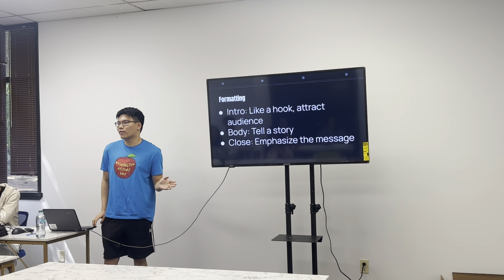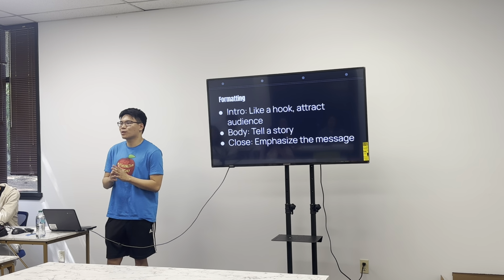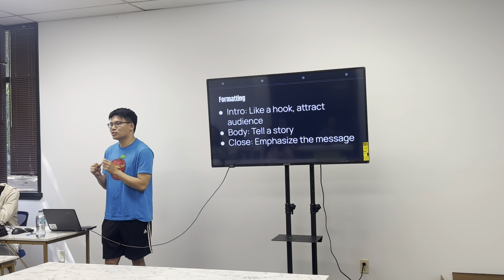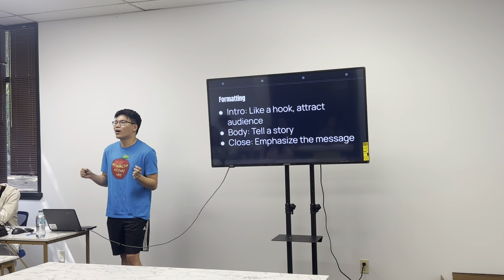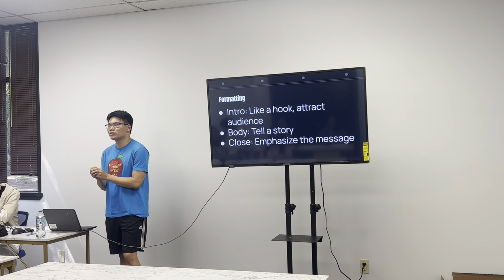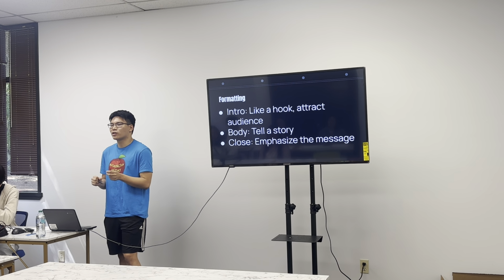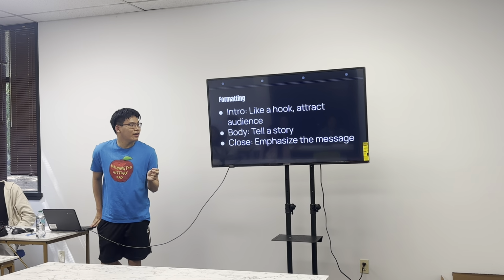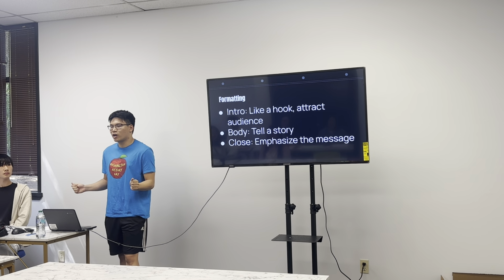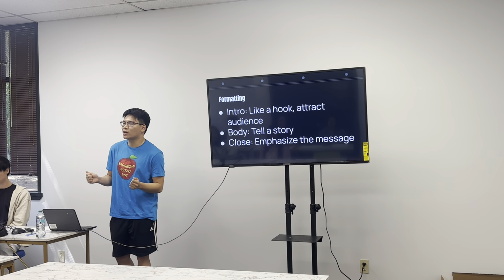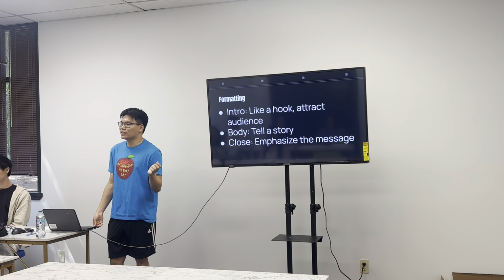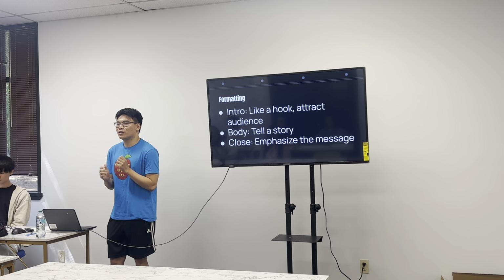For example, you can say a statement that is kind of odd, right? So that entices the audience to keep on listening. That is what we're going to be doing for our introductory part. And then the next part is the body, which is just the story you're going to tell. And the story could be, as I said before, about anything that you want.